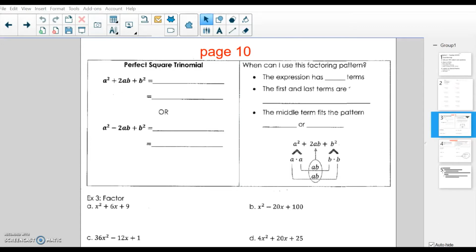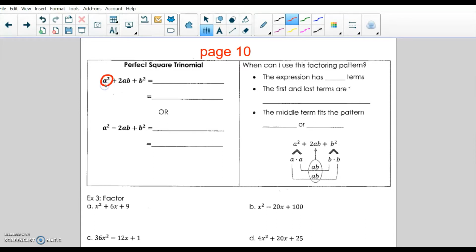Okay, this morning we're going to talk about perfect square trinomial factoring. One of the things you're going to notice about perfect square trinomials is that both the first term and the last term will be perfect squares. And so these can be rewritten as the product of two binomials that are exactly the same.